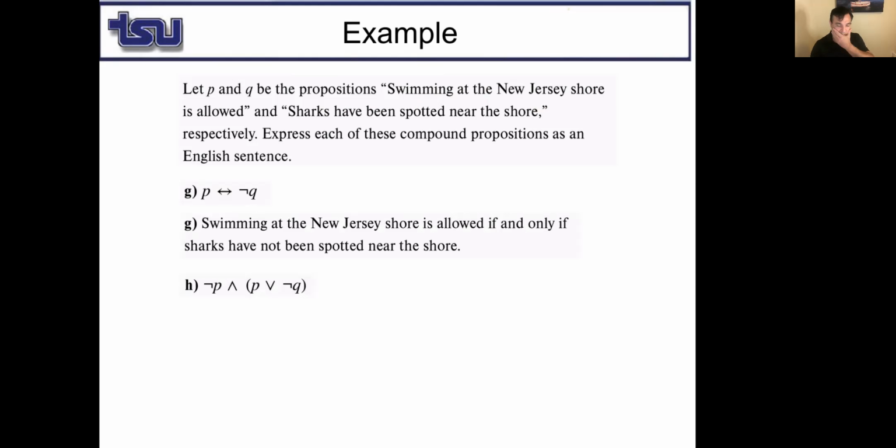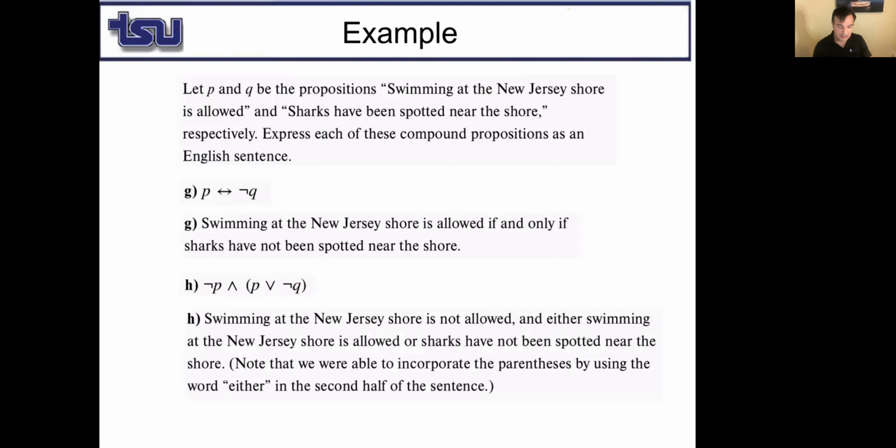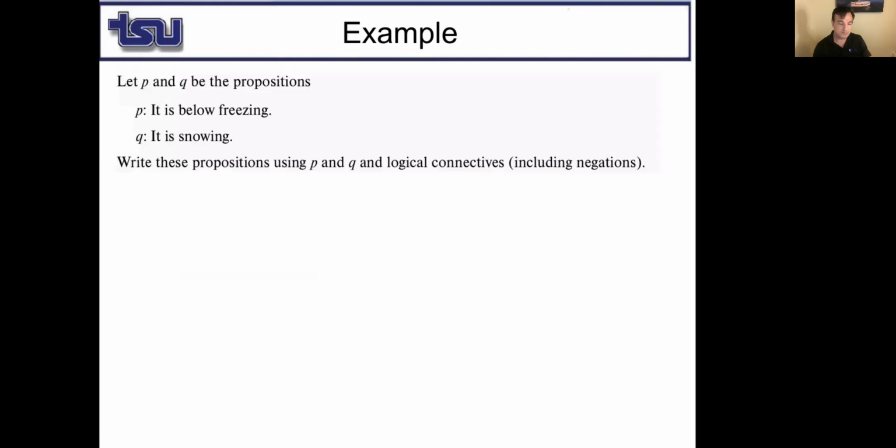How about this one? This may be a little bit tricky. So this means swimming at the New Jersey shore is not allowed. And this means swimming at New Jersey shore is allowed, or sharks have not been spotted near the shore. Okay. So this statement will be: swimming at the New Jersey shore is not allowed, and either swimming at the New Jersey shore is allowed, or sharks have not been spotted near the shore. Okay, very simple. Okay, so now another example.